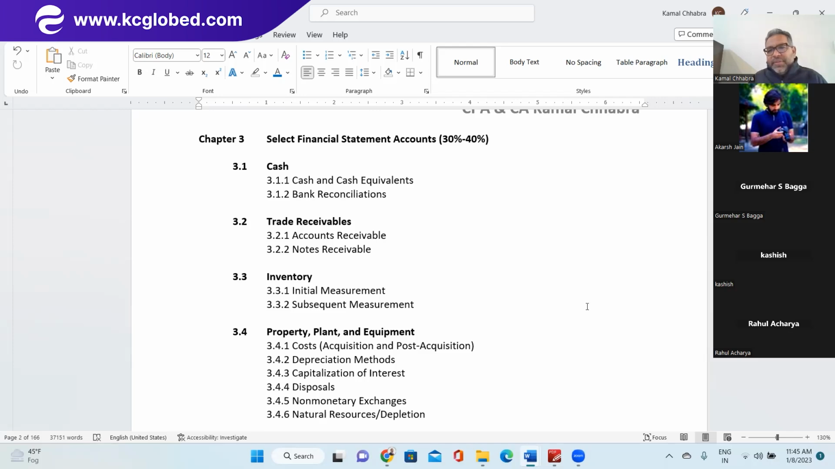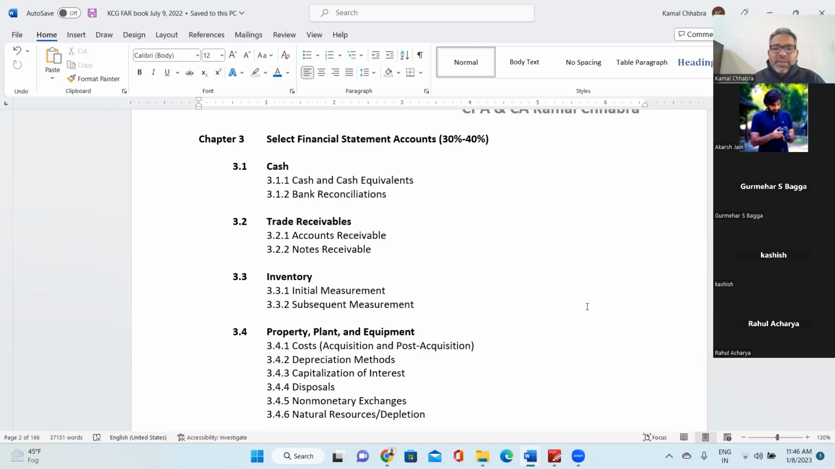Very simple, straightforward. I'm sure you might have studied it from your school days, right? Trade receivable: you'll be understanding accounts receivable, notes receivable, provision for doubtful debt, bad debts, right? All those things. Inventory: you'll be understanding raw material, WIP, FG, stores, spares, initial measurement of that, and then subsequent measurement, which is very important. Initial measurement you can take at cost, but here you'll also be understanding certain concepts of costing.